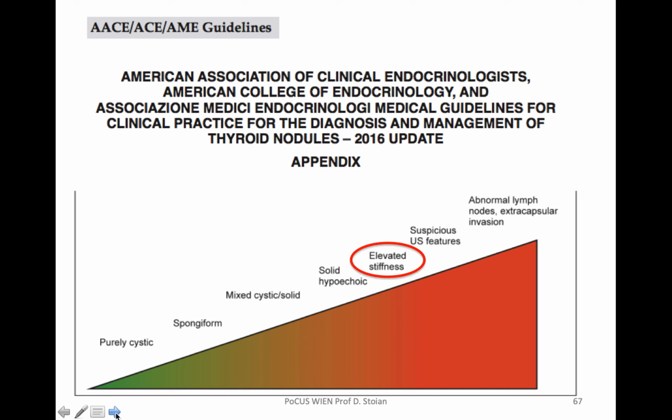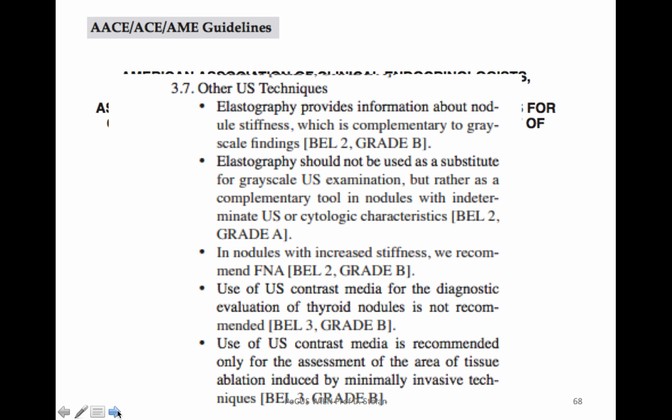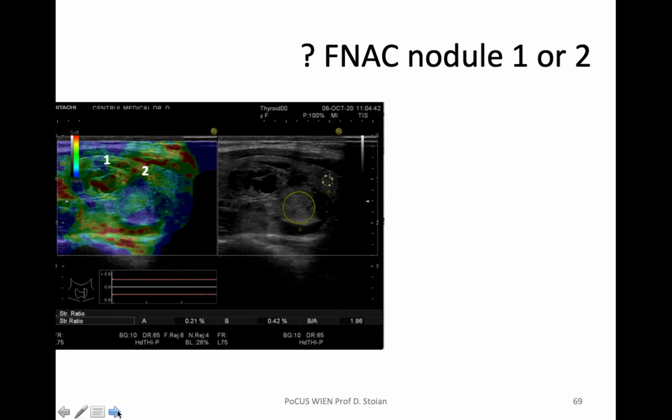And even the American Association of Endocrinology is stating since 2016 that elevated stiffness has to be considered among the risk categories, the high risk categories of nodules, along with solid pattern and other type of suspicion ultrasound features. Additional tools, stiffness should upgrade to fine needle. And also do not forget, it's a helpful tool about which nodule to refer to fine needle, what we discussed earlier. The stiffness should recommend fine needle.